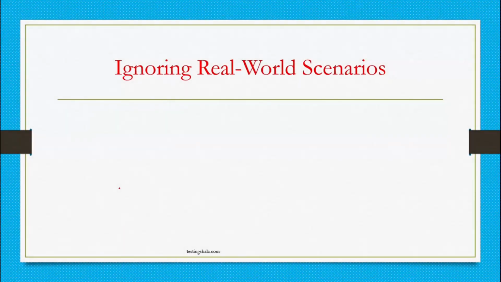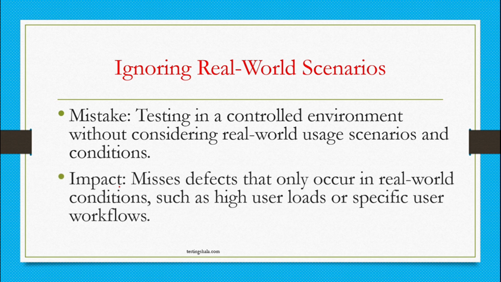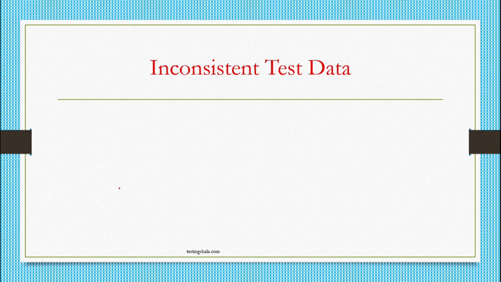Next one is ignoring real-world scenarios while doing UAT. If we make this mistake, because whatever we test is in a controlled environment, and we do not consider real-world usage scenarios or real-world conditions, then that is not UAT. UAT is where we deal with real-world scenarios. What would be the impact if we make this mistake? We are going to miss huge defects that happen in real-world conditions such as high user loads or specific user workflows.